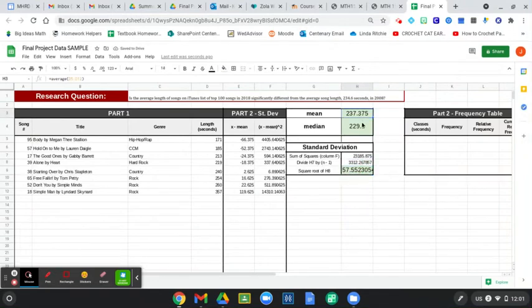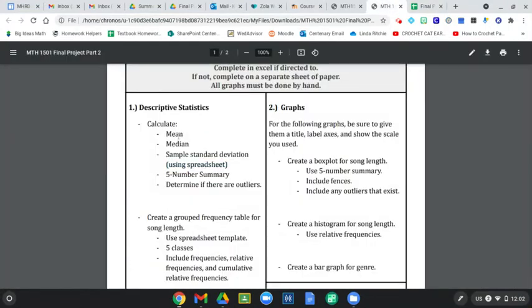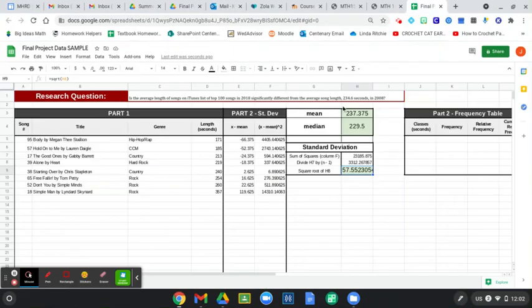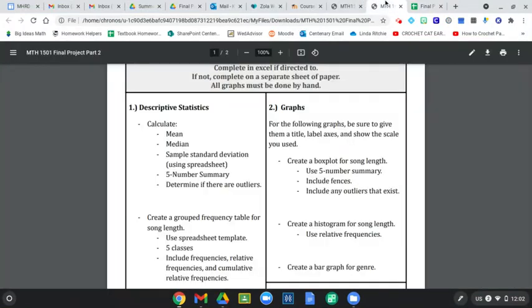So everything in green is what I was actually asking for, right? So mean, median, standard deviation. But I do need to see your use of the spreadsheet here. Okay, determining outliers, that's something you need to do on a separate sheet of paper by finding your upper fence, your lower fence, and then making a decision about outliers.